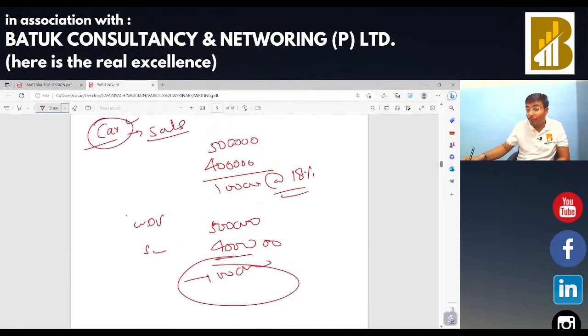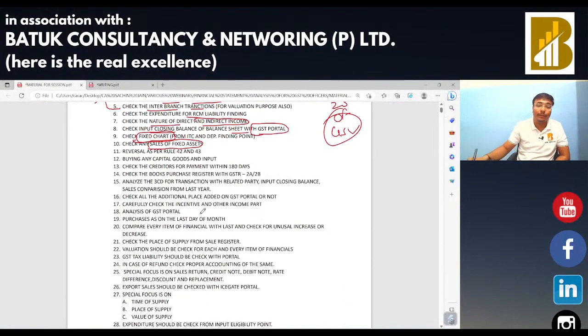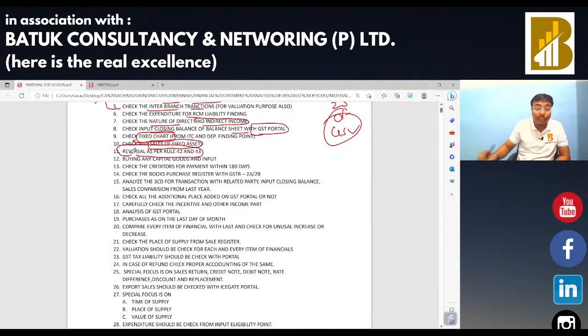So we need to be very careful. If there is any sale of any fixed assets, in that case we need to check whether the correct GST is paid by that particular entity or not. How can we do the analysis of the financial statement? Next, we need to analyze the reversal as per rule number 42 and 43.